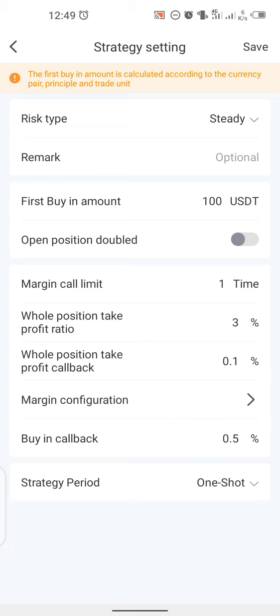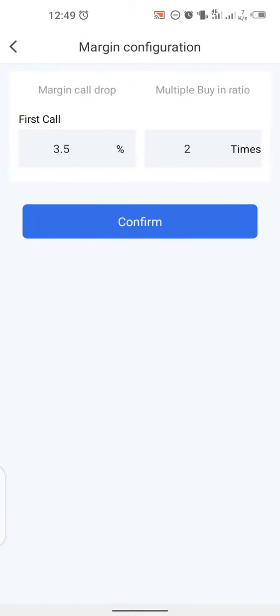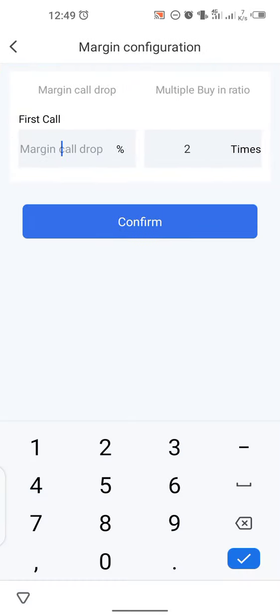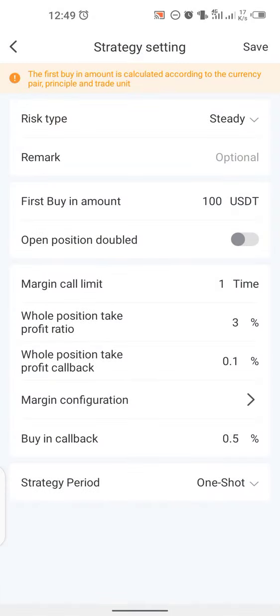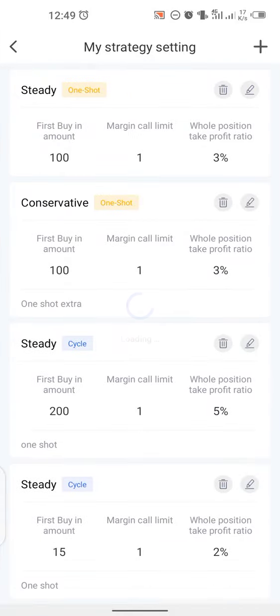Now I set this once, or my margin call configuration, I'll put a 50% margin call drop. When the market drops by 50%, my robot should buy 1, which is not usual, for the market to fall down by 50%. So I confirm this, I save it.